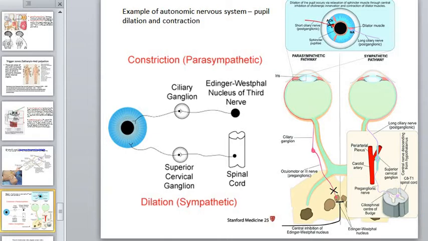Example of the autonomic nervous system: dilatation and contraction of the pupil. The autonomic nervous system regulates the aperture of the pupil, and it's especially visible in cats. Let's watch the video about it.